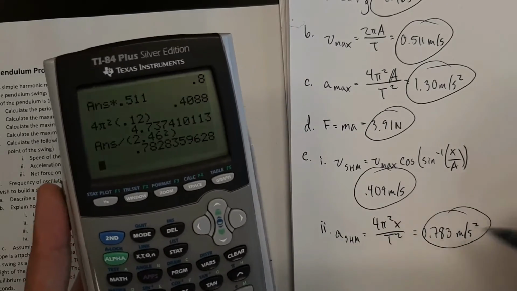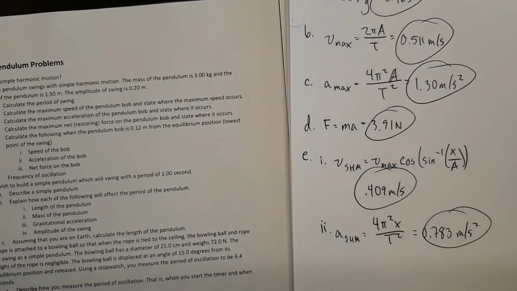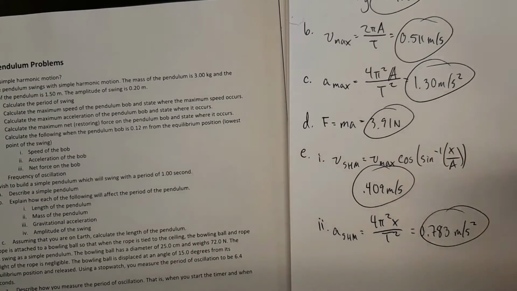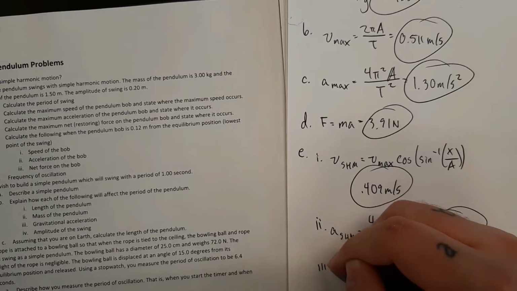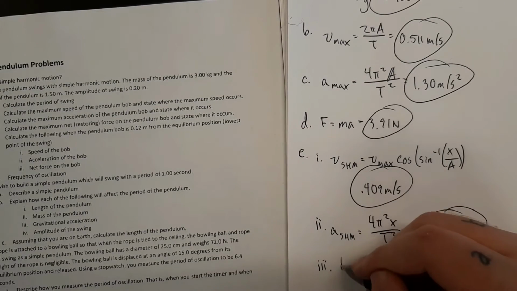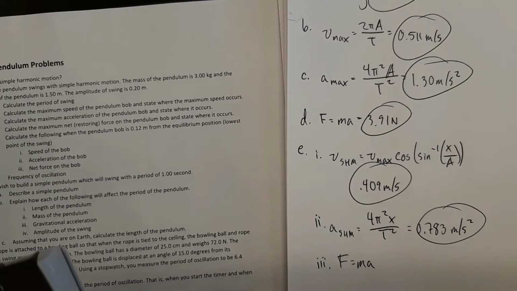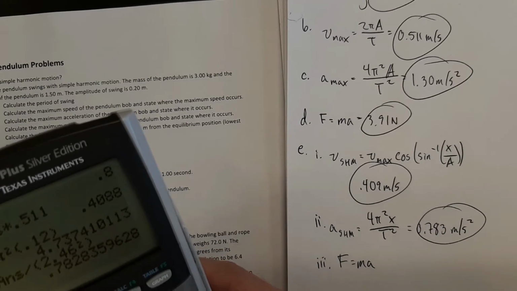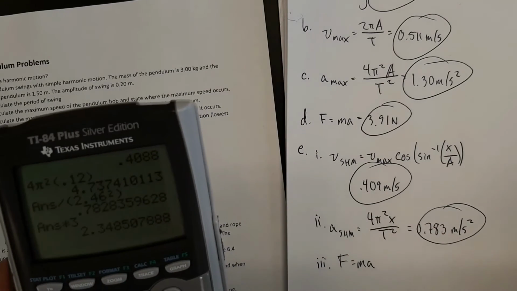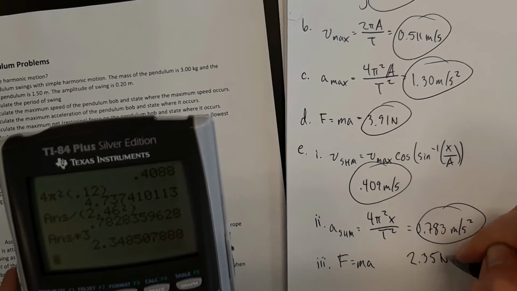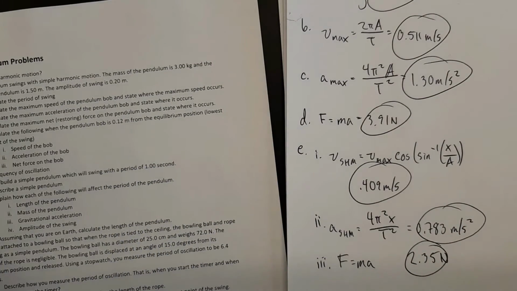All right, so again, not at our max acceleration, so we should expect a smaller acceleration on this than we did for our max. Okay, and then the net force on the bob, again, we could just use F equals ma. Multiplying 0.783 times 3 ends up giving us a force of 2.35 newtons. Cool, so now we're done with that.